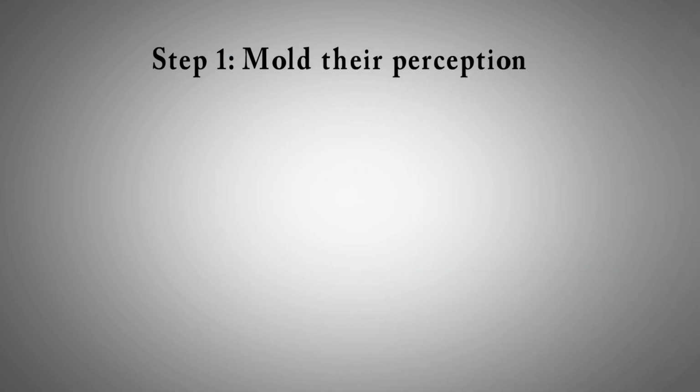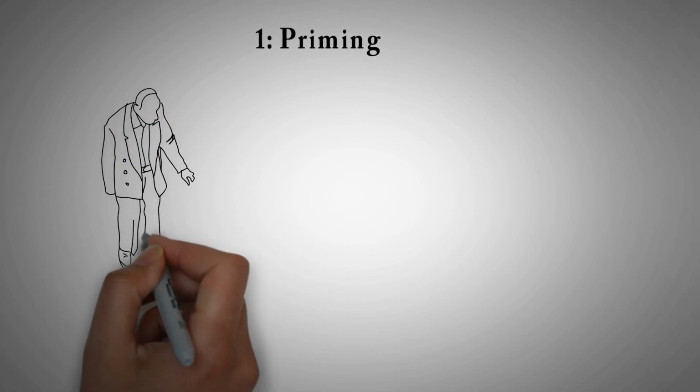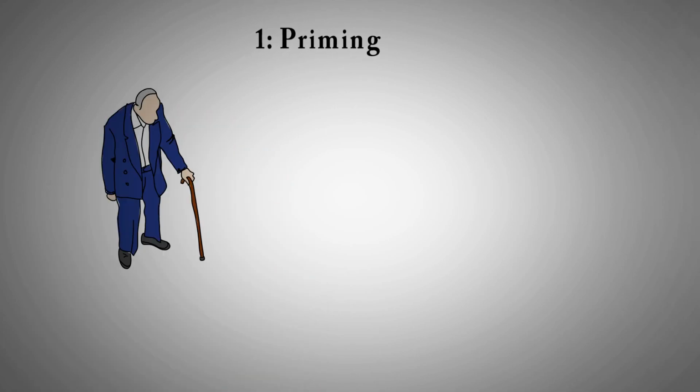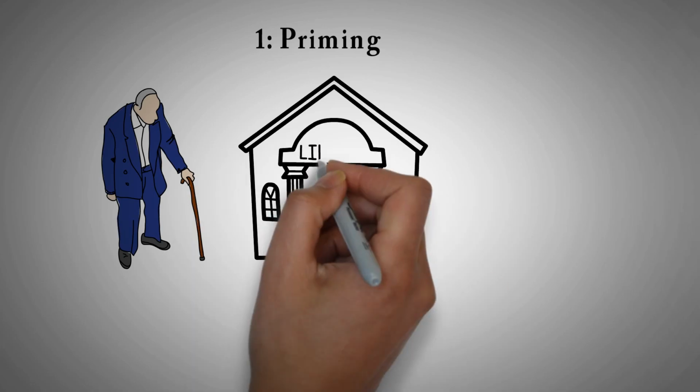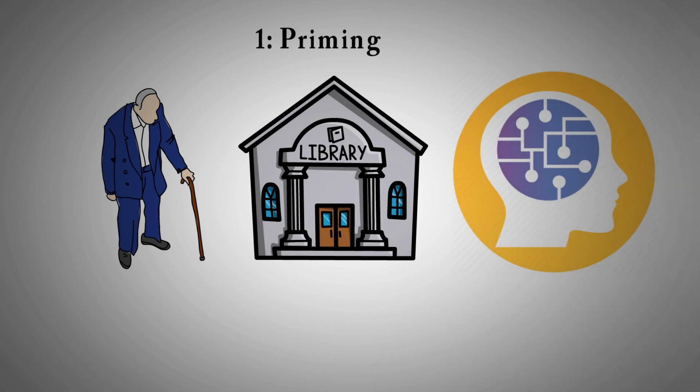Before your request, you'll want to change the lens through which your target sees the world. This can be done in 4 ways. 1. Priming. Did you know that mentioning words related to being old caused the participants in one study to walk slower when leaving the study? Or that showing a picture of a library made students quieter in another study? This works because knowledge is organized in semantic networks, and activating one node will trigger related nodes.